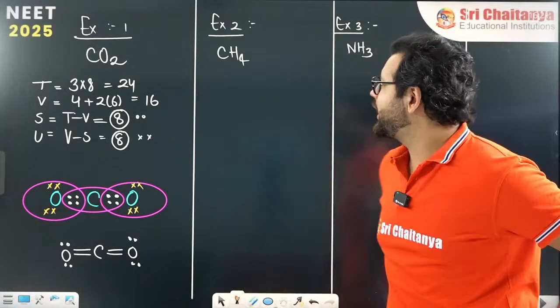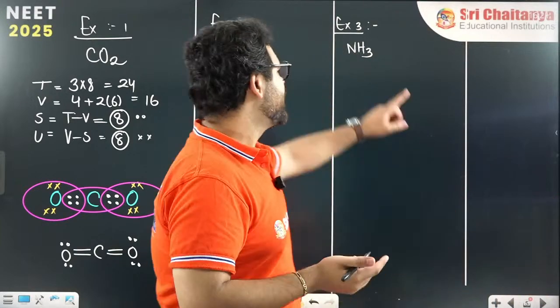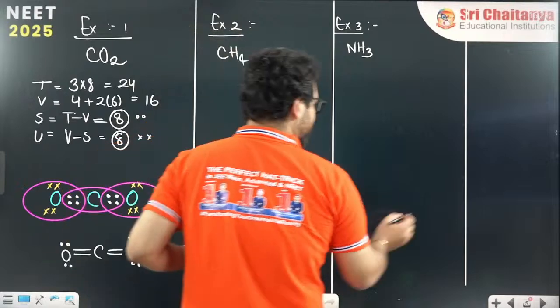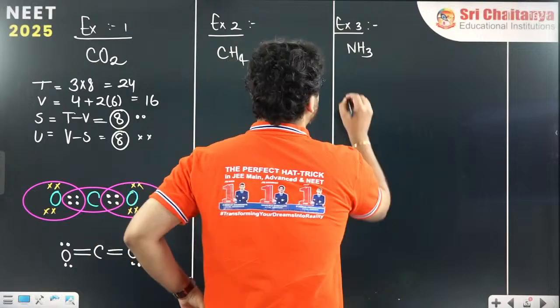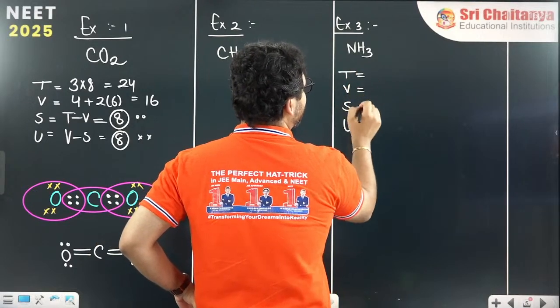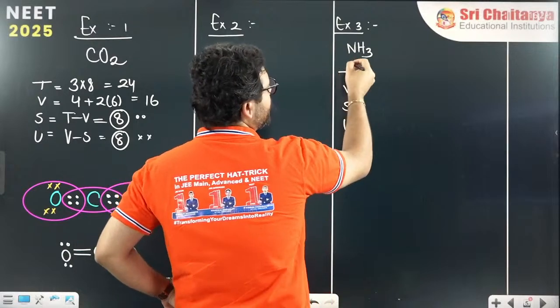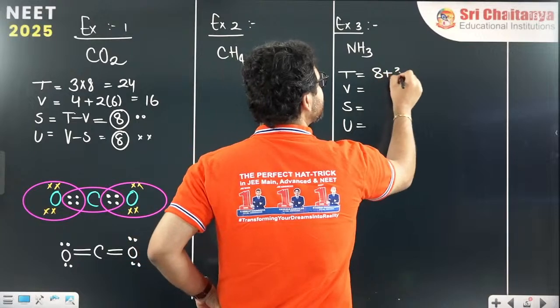One I have told you. Let me tell you one more, then you try the next one. Ammonia, all of you see here, ammonia, NH3. First thing you write, TVSU quickly. Total, valence, shared, unshared. Total: nitrogen says I need 8, but 3 hydrogens say I need 2, 2, 2.